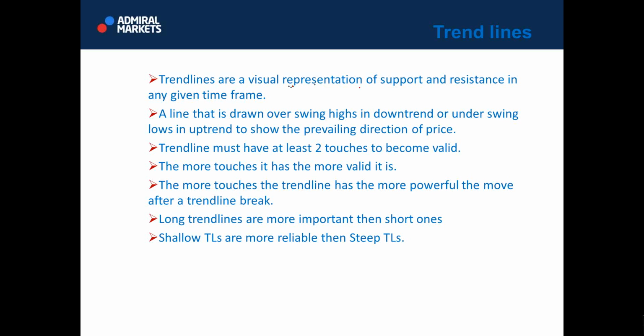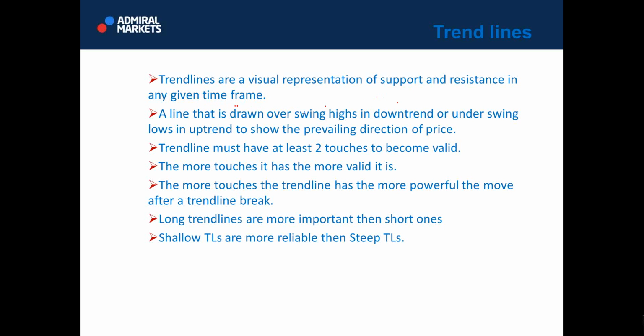Trend lines are a visual representation of support and resistance in any given time frame. So you can make trend lines in 1 minute time frame, 5 minute time frame, 30 minute, whatever you want. I personally use trend lines on 1 hour time frame and 4 hour time frame for analysis. Also, taking confluence entries with trend lines and Fibonacci is a very effective way to get into the trade.